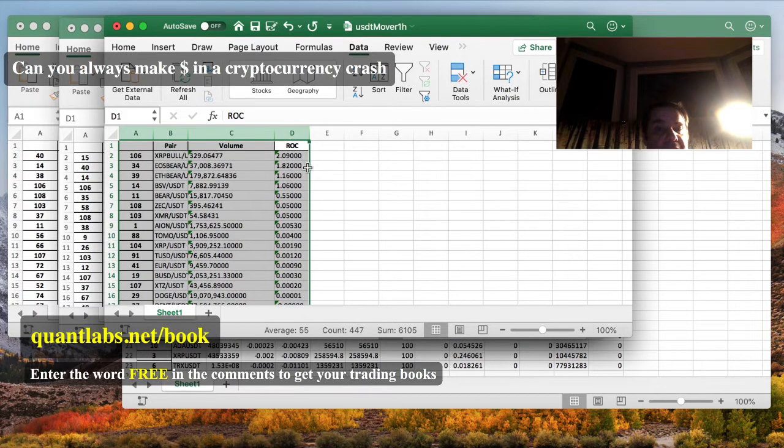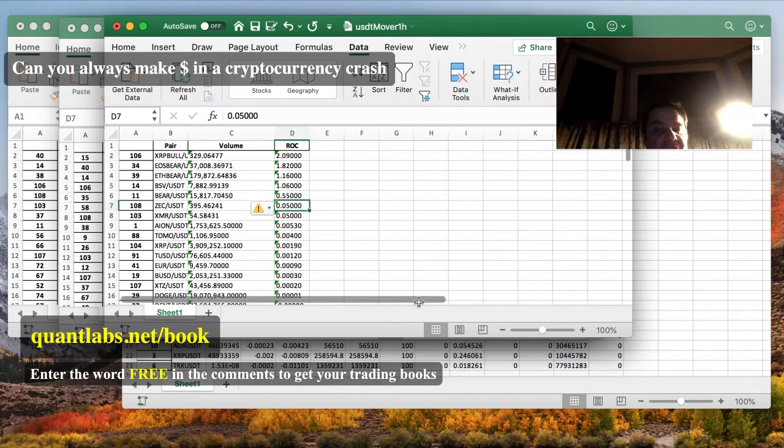Okay, so here we go. XRP Bull, EOS Bear, Ethereum Bear, but BSV was still, maybe an hour ago, over 1.6%, and Zcash looks like it was 0.05%. So we'll see that in a minute.